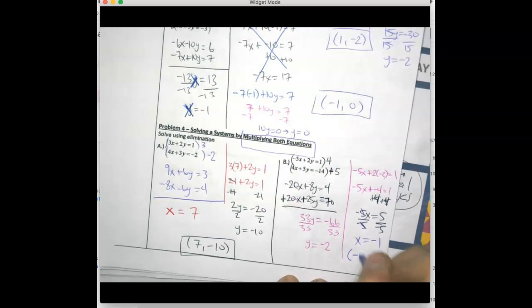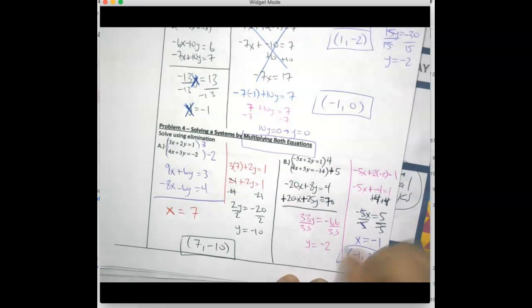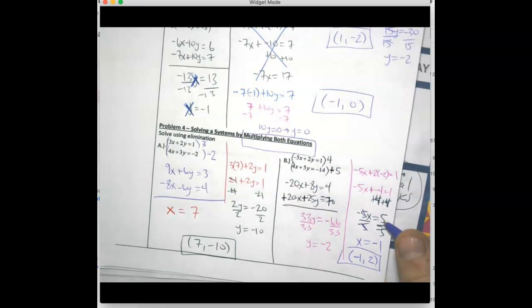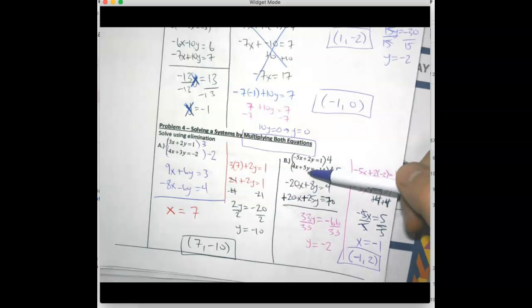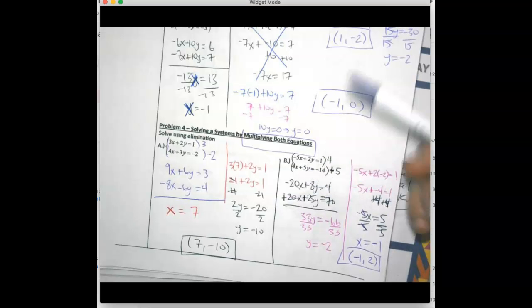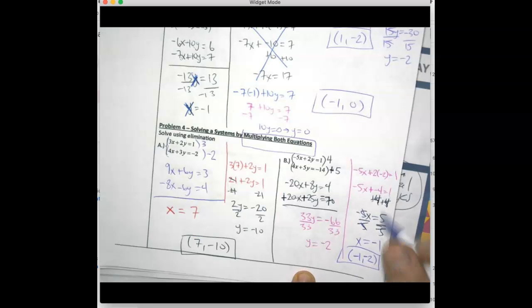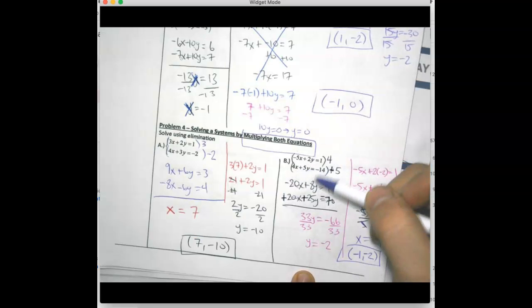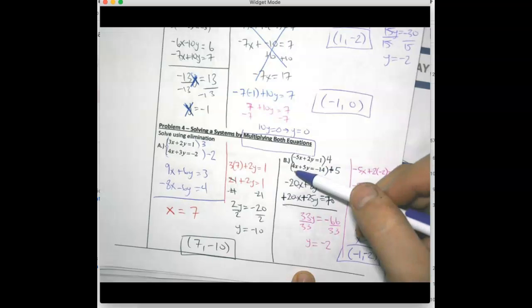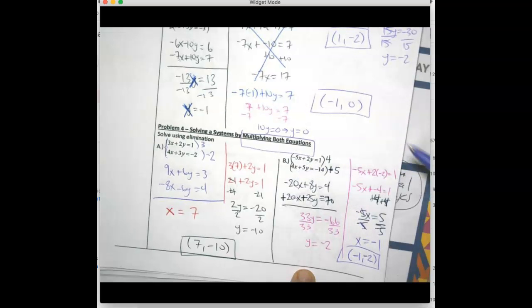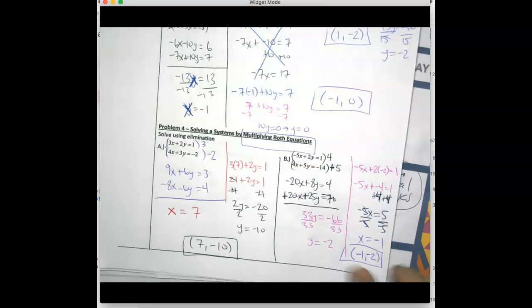Write your answer, x, comma, y. And just mental math, check it, right? 4x plus 5y equals 14. 4 times negative 1. 5 times 2 is 10. So let's see here. Oh wait, my bad. Y is negative 2. Almost messed that one up. So 4 times negative 1, 5 times negative 2. So negative 4 plus negative 10. It is negative 14. So again, I can move forward with confidence on that.